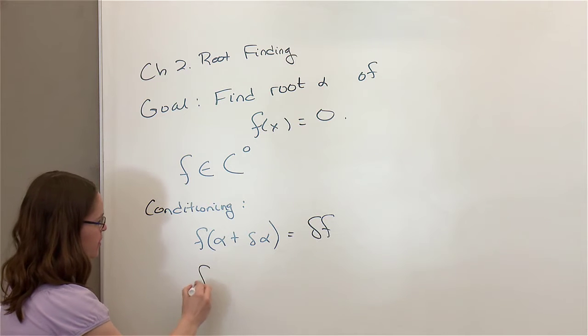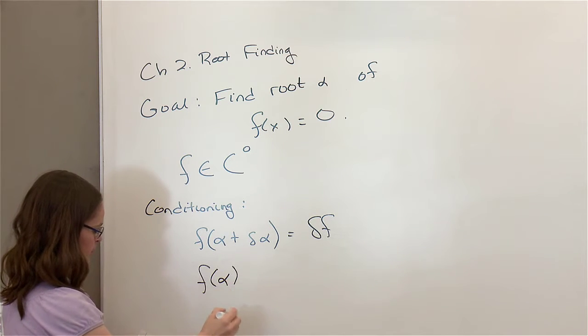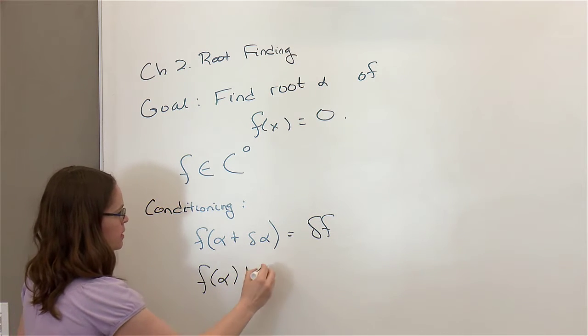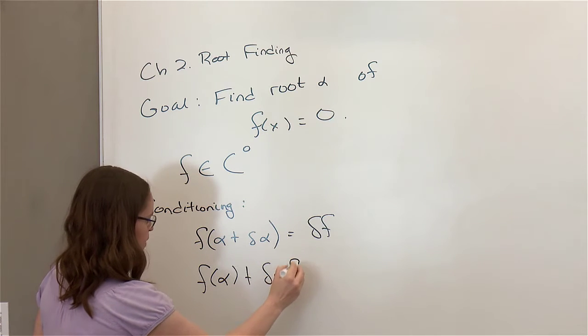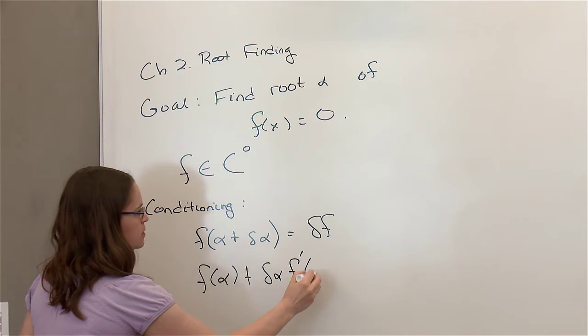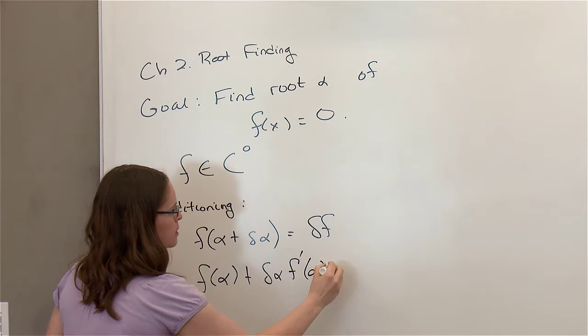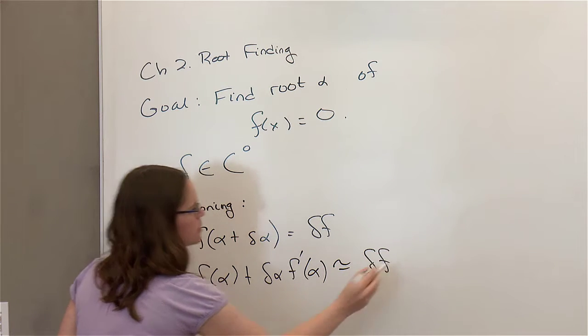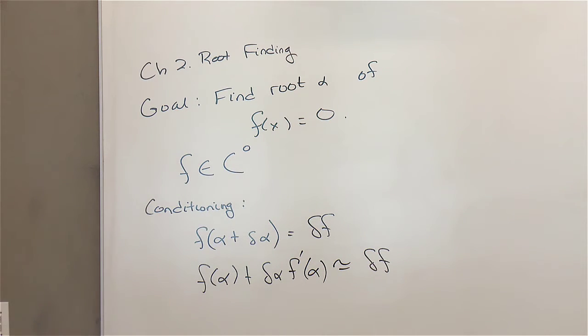So if we Taylor expand this, what do we get? We get f of alpha plus delta alpha times f prime, plus something small, is going to equal delta f.